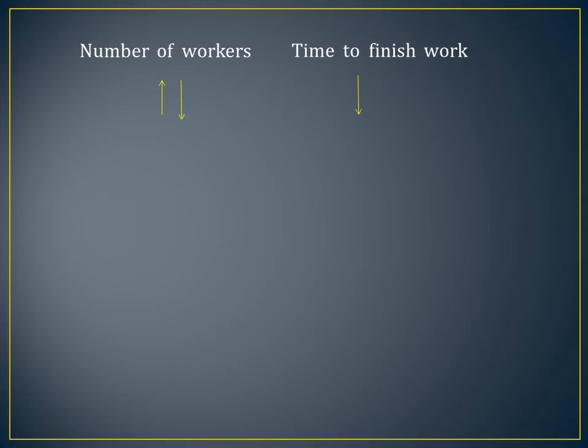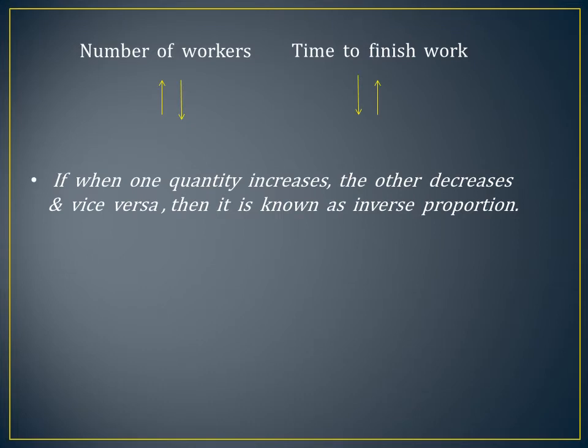Now, let's look at some other examples to understand inverse proportion. Suppose a builder has hired some workers on his construction site to, let's say, finish some work. If he hires more workers, the time taken to finish the work by these workers will reduce because obviously more people will do the work faster. And if he hires fewer workers, then they will take much more time to finish the same work. Such a relation in which if one quantity increases, then the other decreases, or if the first quantity decreases, then the second increases, is known as inverse proportion.